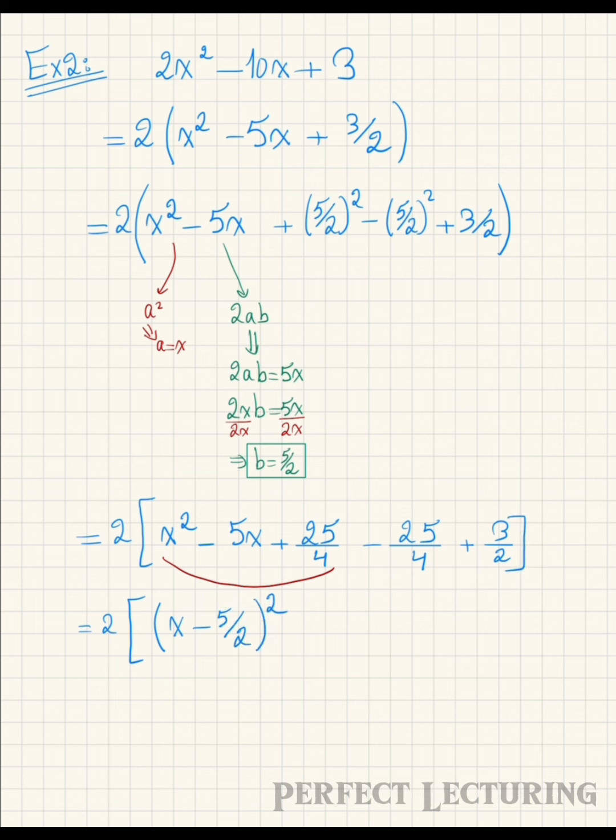Now we just have to add these two terms, which means I have to find a common denominator. So I multiply up and down by 2, and this becomes negative 25 over 4 plus 6 over 4, which is negative 19 over 4. Now you can either keep the 2 like that, or you could redistribute it again, which I will do. So this becomes 2 into x minus 5 over 2 squared minus 38 over 4, or 19 over 2. And that's the story of completing the squares.